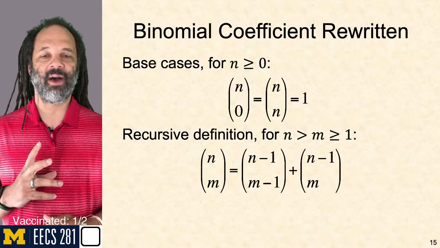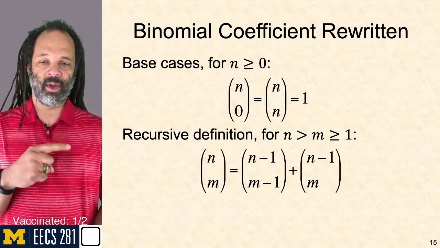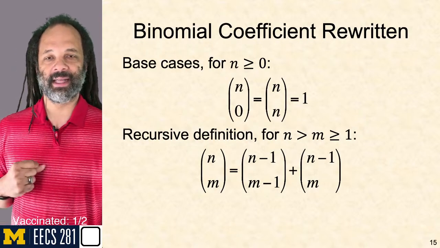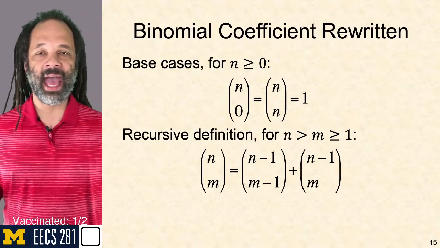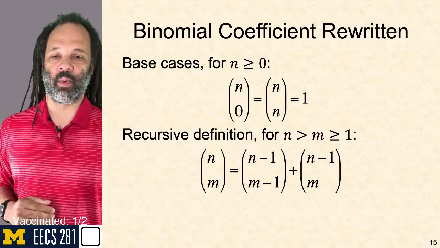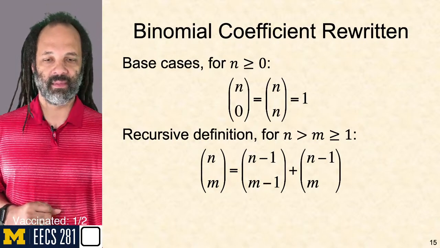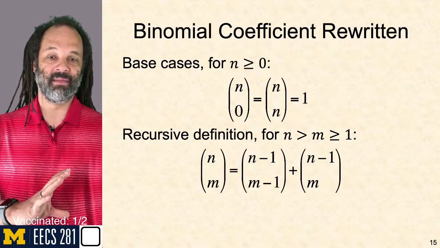So here's how I'm going to rewrite the binomial coefficient. My binomial coefficient with the recursive definition at the bottom says that n choose m is just equal to n minus 1 choose m minus 1 plus n minus 1 choose m. So there's n choose m written in terms of n and m.